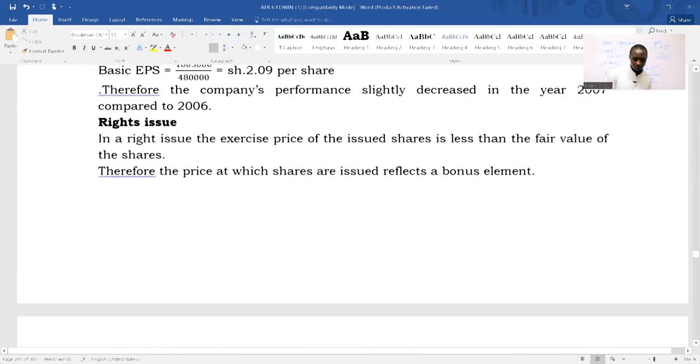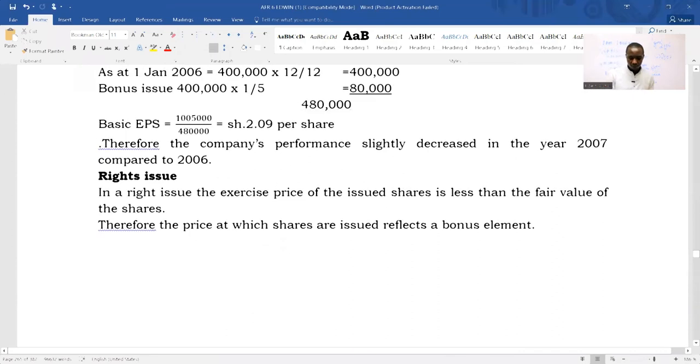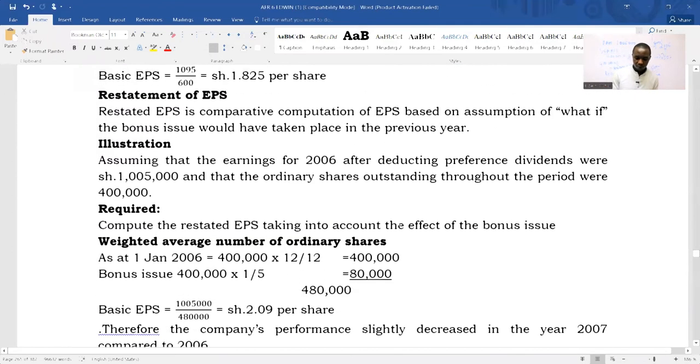Then now there's this major thing here, rights issue. Even without displaying the definition, give me the definition of that. What's a rights issue? Rights issue, ni nini?